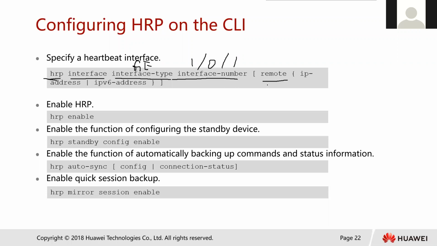And you need to add a remote IP address, the other opposite one. On USG A, you use the USG B IP address, and on USG B, you fill in the USG A's IP address. And then you need to enable HRP. I have found that people doing this often forget to enable HRP, so this command is very important.